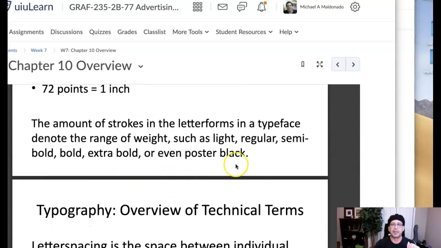The amount of strokes in the letter form of a typeface denote the range of weight, such as light, regular, semi-bold, extra bold, even poster black. And again, by way of summary, these are called what? These are called styles, guys. Okay.